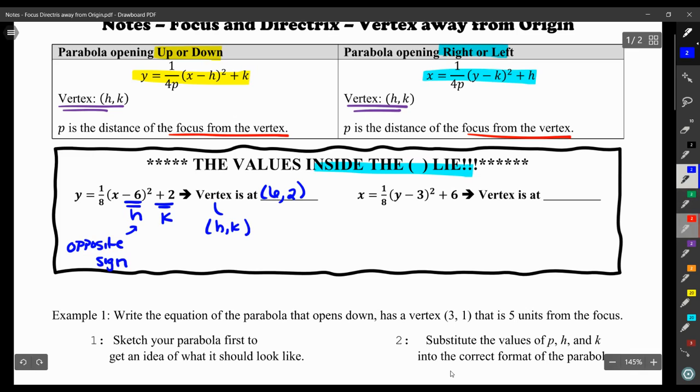On the second example, we have an x equals. And so that means this negative 3 is actually the k and this 6 is actually the h. And since the k is now the one inside the parentheses, the k is the one that is the opposite sign from the equation. When you write your vertex, though, your vertex is still in the form of h comma k. So h is that 6 on the outside, and k is actually a positive 3.